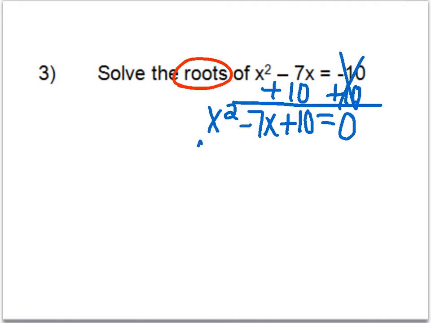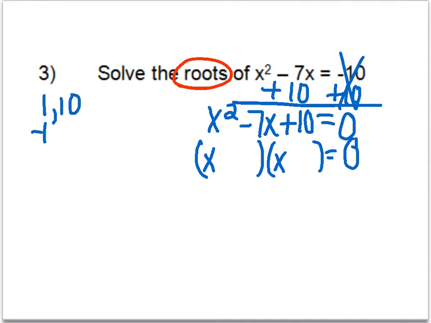And now I need to factor. And so how do I get x squared? That's x times x. How do I get positive 10? What are the factors of positive 10? I have 1 times 10. I have negative 1 times negative 10. I have 2 times 5. And I have negative 2 times negative 5. Those are all my factors of 10.